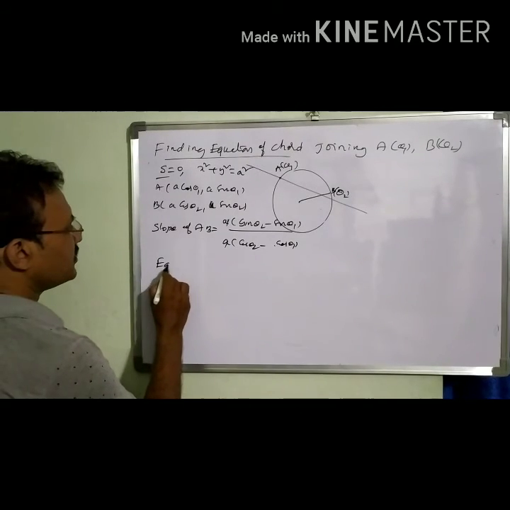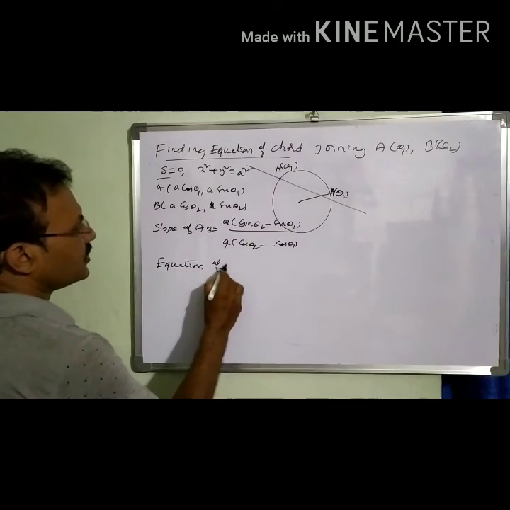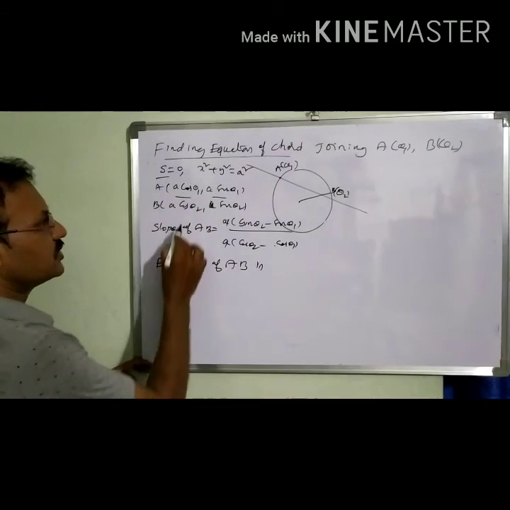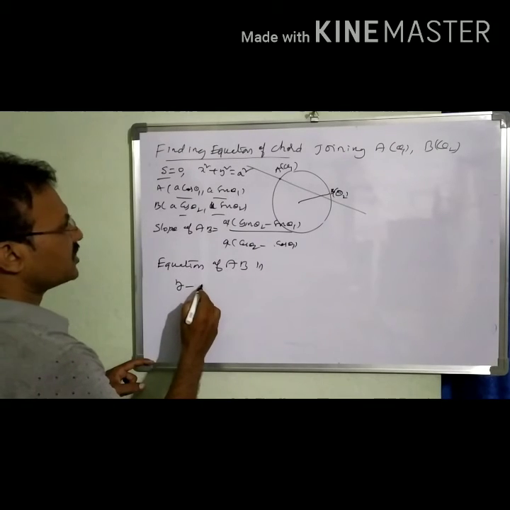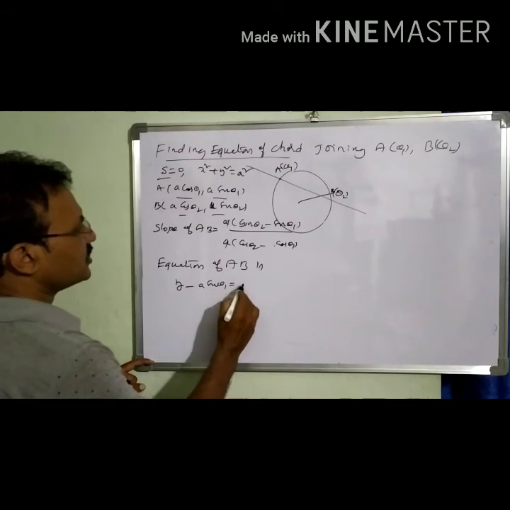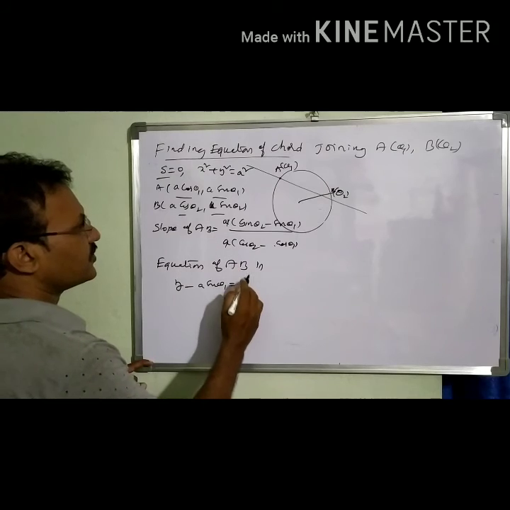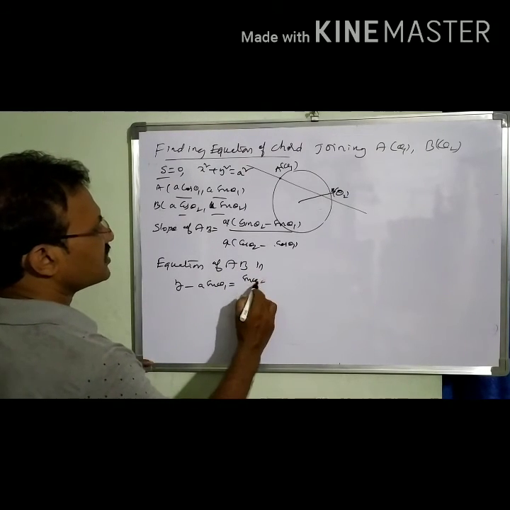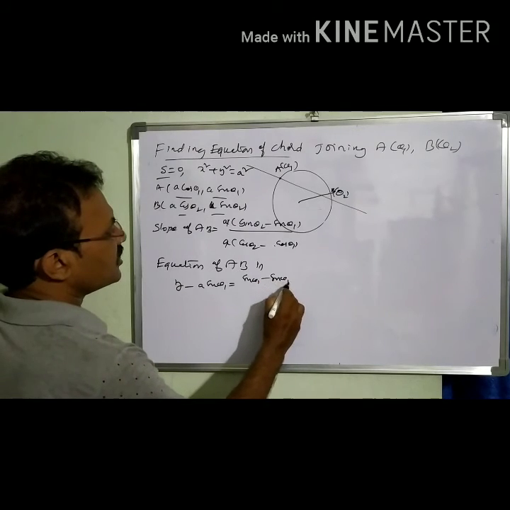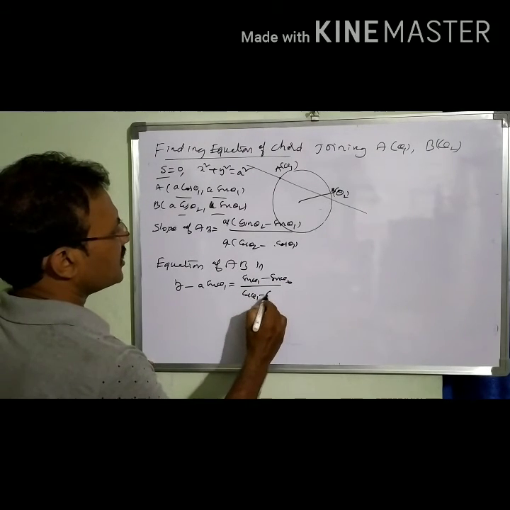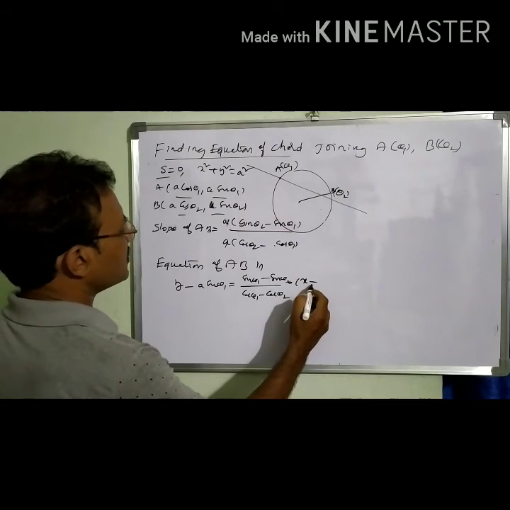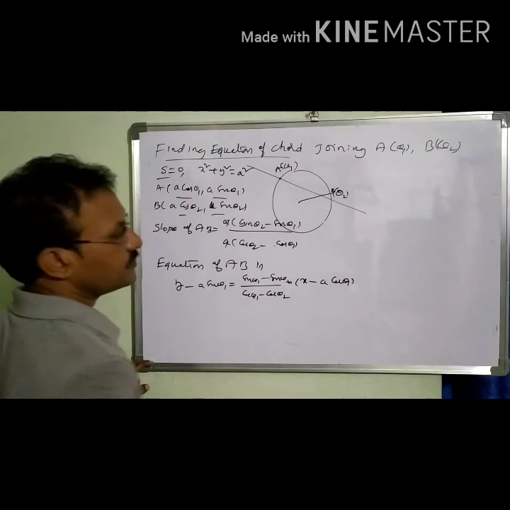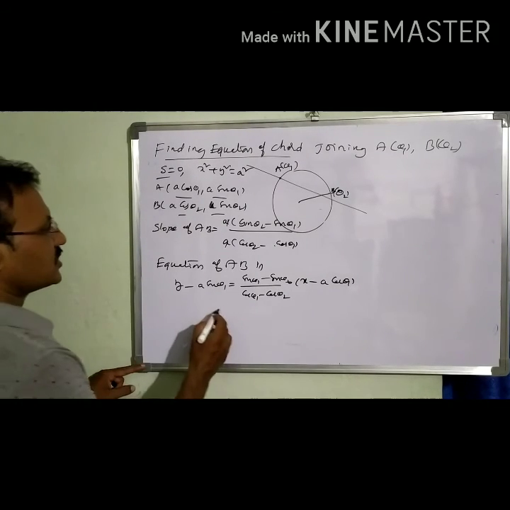Now the equation of AB is y minus y1, here x1 y1, and it is x2 y2. Equation: y minus a sin theta 1 is equal to slope of AB, m, into x minus x1, which means sin theta 2 minus sin theta 1 by cos theta 2 minus cos theta 1 into x minus x1. X1 means a cos theta 1. This is the equation of the straight line.